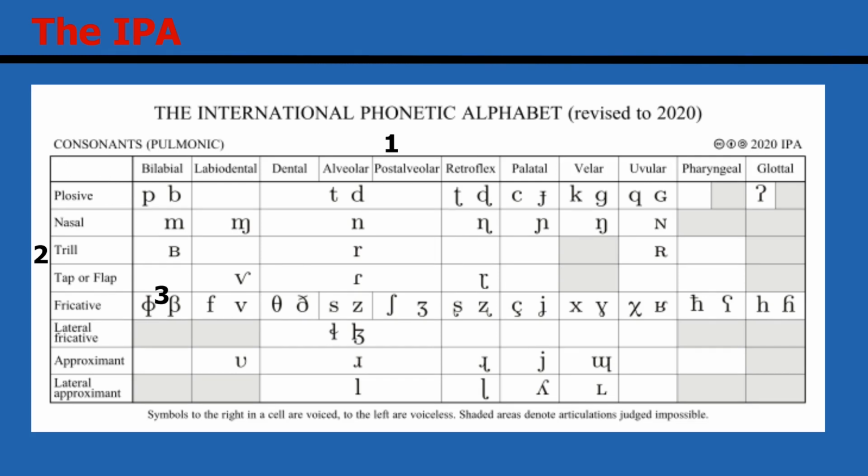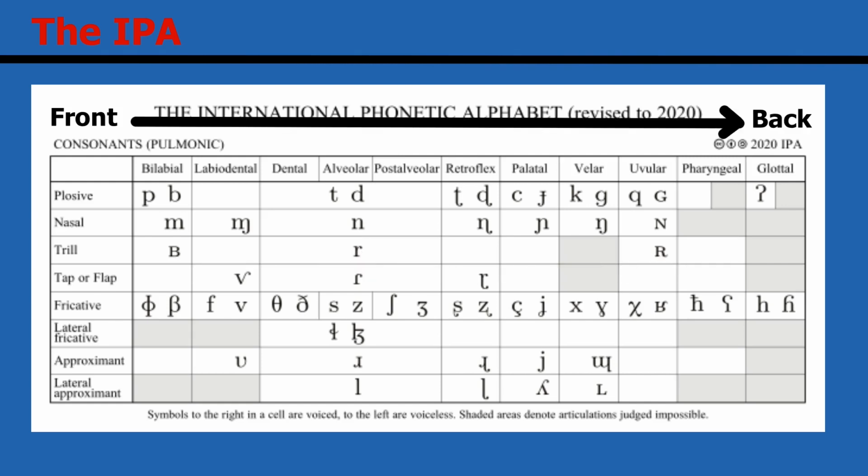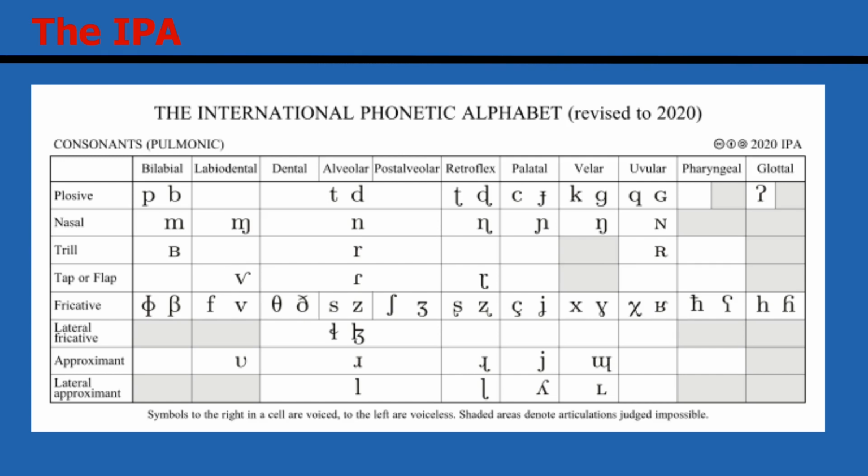Now there are three aspects of sound that make it unique: the place of articulation, the manner of articulation, and the voicing. First of all, the place of articulation is where in the mouth the sound is produced, starting in the front and going to the back. In consonants, these positionings are bilabial, labiodental, dental, alveolar, postalveolar, retroflex, palatal, velar, uvular, and glottal.